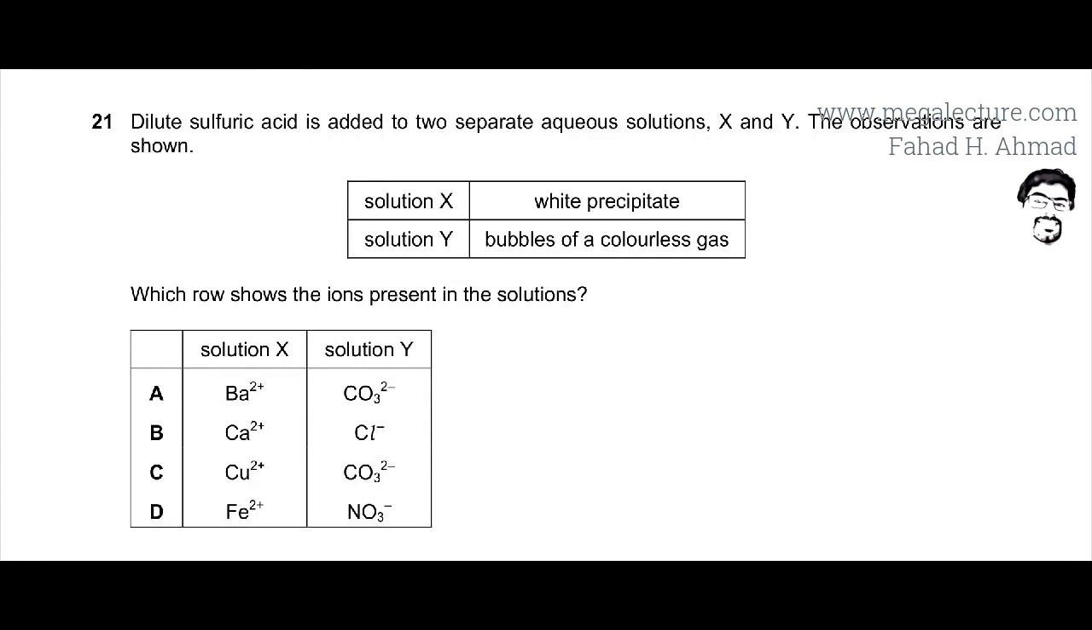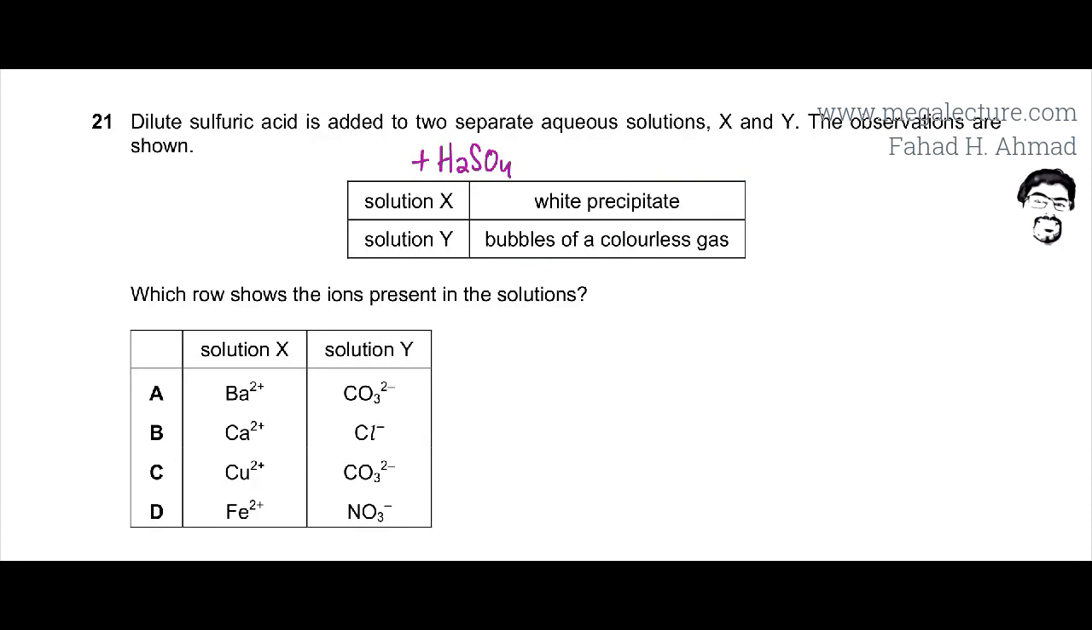The following question reads that dilute hydrochloric acid is added to separate aqueous solutions X and Y. So you're adding an acid, and it's a strong acid. The observations are shown. Now solution X, remember you're adding hydrochloric acid. So let's write that down. You're adding the acid to the following solutions. So the first one, solution X produces a white precipitate, solution Y produces bubbles of a colorless gas. And then the question reads: which row shows the ions present in the solution?